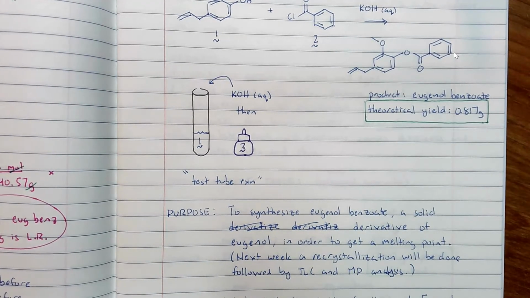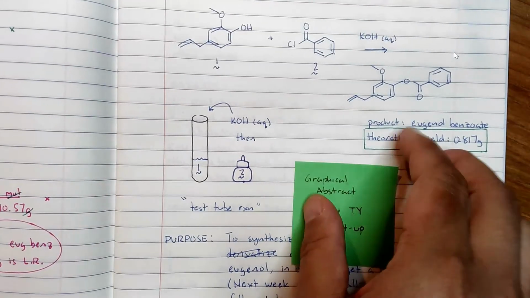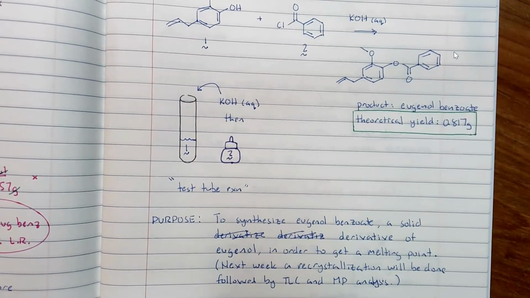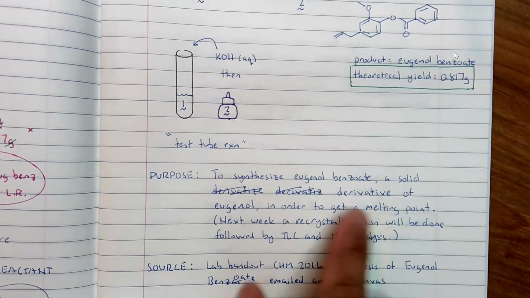Okay. So after the graphical abstract, which is what this is called, the reaction and the glass setup, we have a purpose. And the purpose is to synthesize eugenol benzoate, a solid derivative of eugenol.